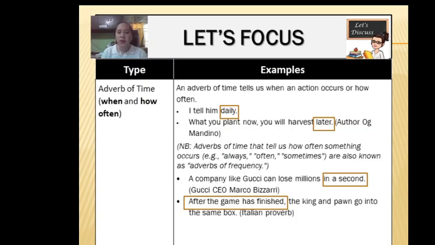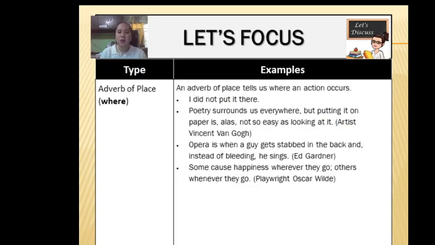Let's go to our third adverb for the day. The third is the adverb of place. An adverb of place tells us where an action occurs. I did not put it there. What do you think is the word that describes where an action happened? If you say there, then you are right.